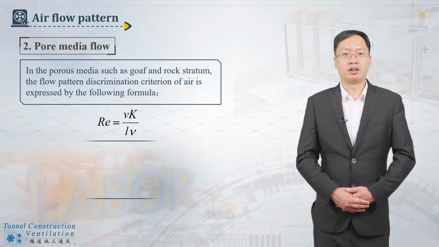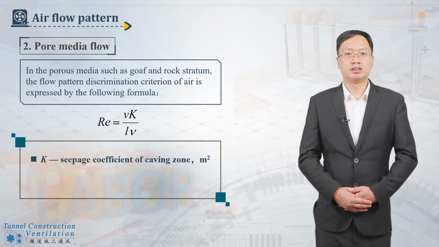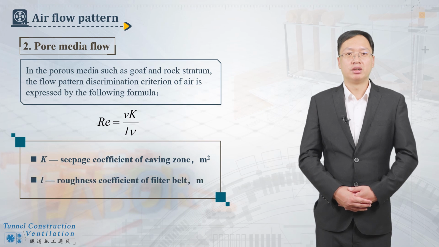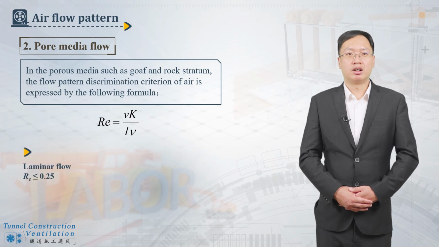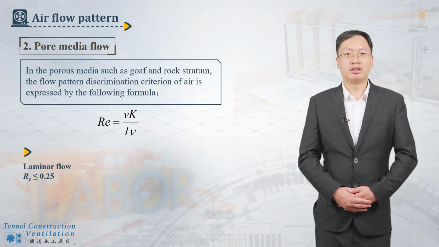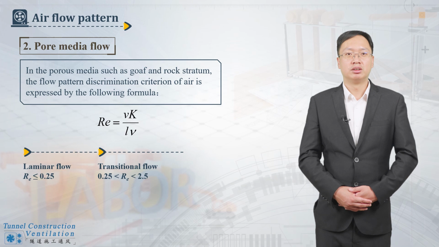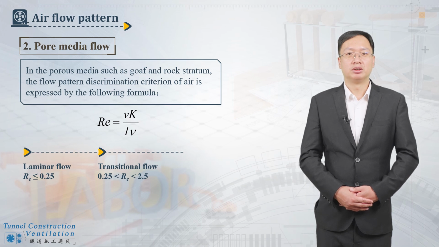In porous media such as goaf and rock stratum, the flow pattern discrimination criterion of Re is expressed by the following formula, where K is the seepage coefficient of the caving zone, and L is the roughness coefficient of the filter belt. When the Reynolds number is less than 0.25, it is laminar flow. When the Reynolds number is greater than 0.25 and less than 2.5, it is transitional flow. When the Reynolds number is greater than 2.5, it is turbulent flow.